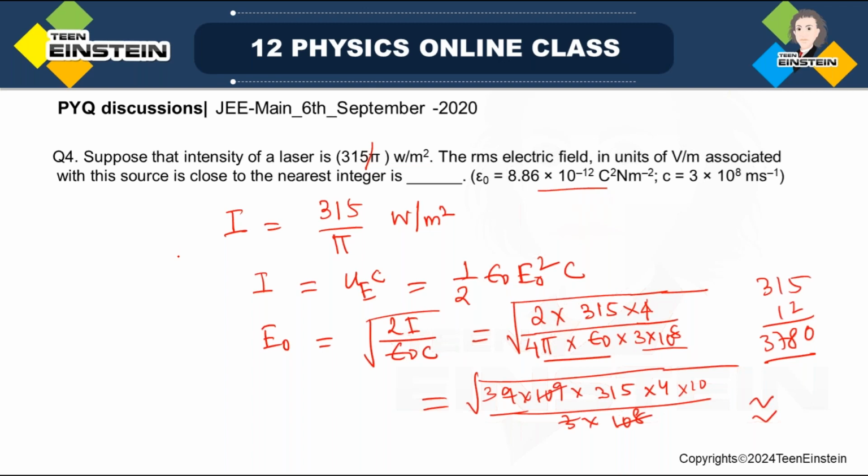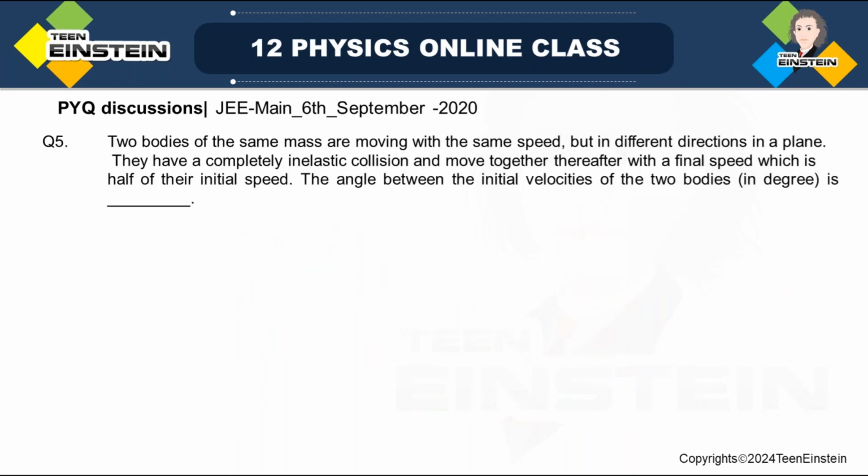The main point here is that you need to remember the relation between intensity and energy density. This is also a memory based question, so you have to remember this relation: I is equal to UC, otherwise nothing was there. The rest of the thing is calculation. I hope you can do better than me. So it will actually be 194 to the nearest integer.